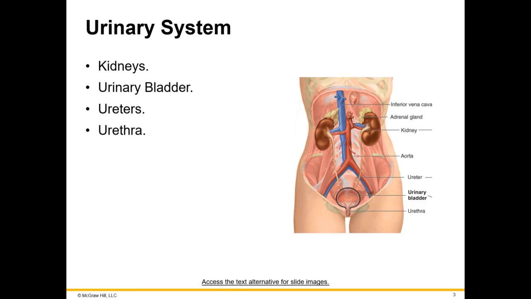Your body has 2 kidneys which filter waste from the blood. 2 ureters transport the urine from the kidneys into the urinary bladder. 1 urinary bladder holds urine prior to excretion. Remember, excretion is the removal of waste outward, right? The urethra transports urine to the outside of the body.